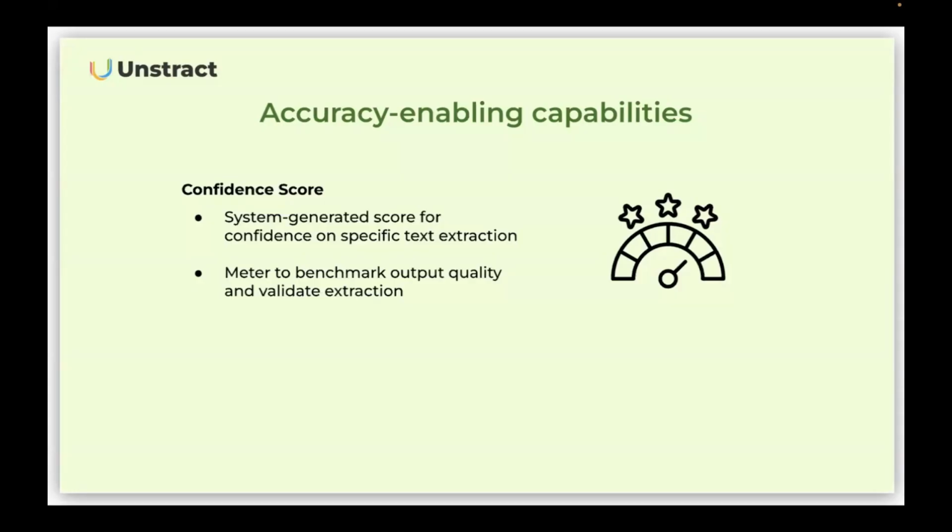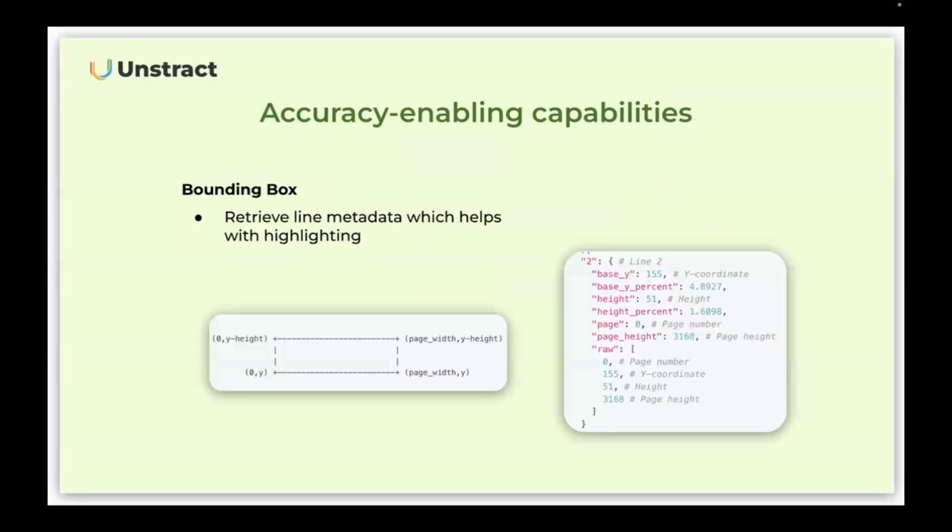LLM-Whisperer. So with the confidence score, the system basically generates a score for each of the text extractions done based on how accurate it thinks the extraction is. So this is a system generated score which gives users a meter or a standard to benchmark output quality and also validate the extraction. So we'll take a look at how the system does this in the demo. But I just quickly wanted to cover another accuracy enabler as well before we move on to the demo, since we'll be looking at both of these in the same space.